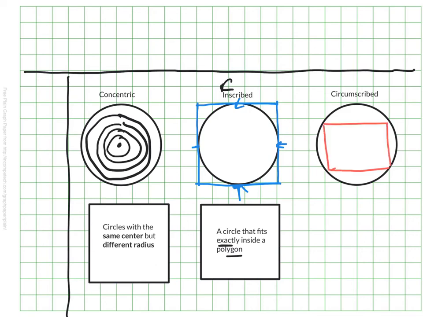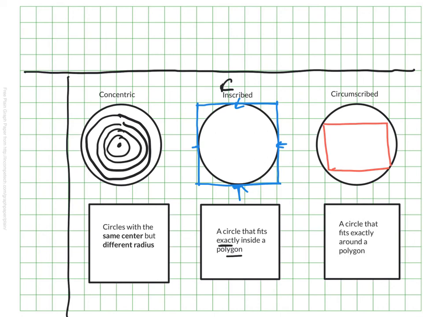And our third word, circumscribed, looks like it's kind of the opposite. This time I have a circle around a rectangle. And so we can say that a circumscribed circle is one that fits exactly around a polygon. So those are some kind of fun words that you'll expect to see later, not necessarily with our 6th grade practice, but it's good for us to know and be familiar with.